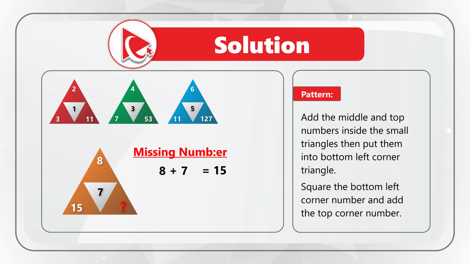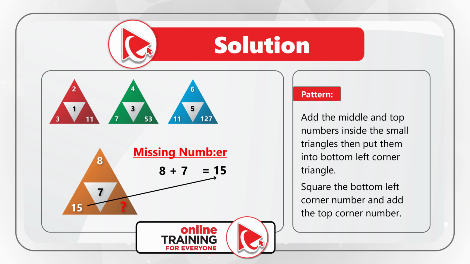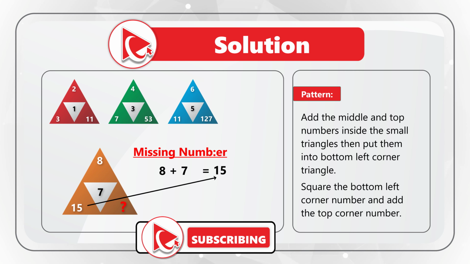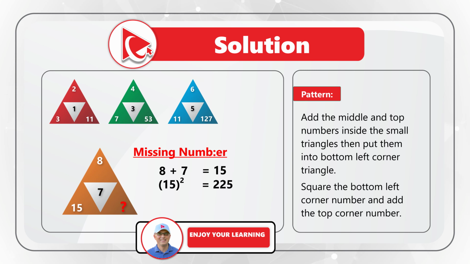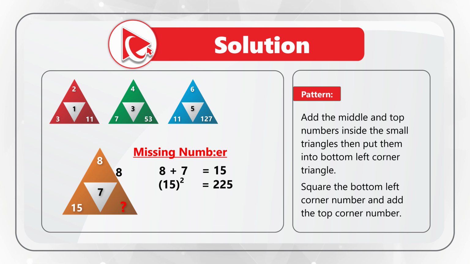And you can confirm this calculation by looking at 15 in the bottom left corner of the triangle. 15 squared equals 225. And then based on this information, to find the missing number, we need to add 8, which is the number in the top of the triangle, plus 225, which is the calculated number. So the final number will be 233.